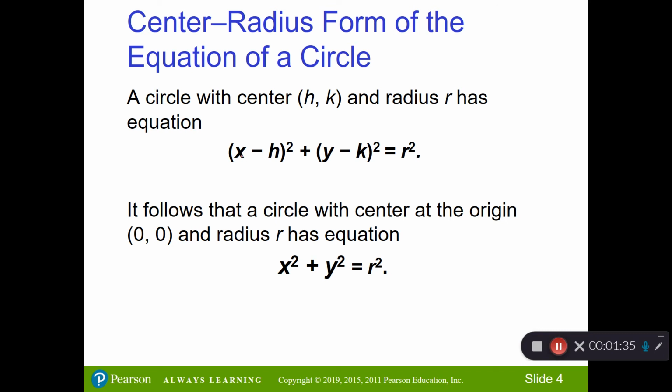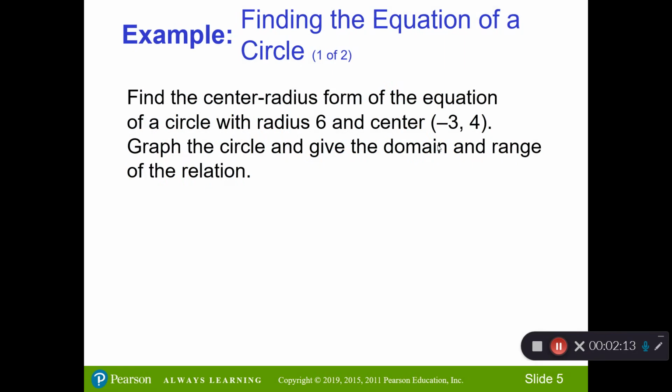In the center-radius form for the equation of the circle, we would write it as x minus the x coordinate of the center, quantity squared, plus y minus the y coordinate of the center, quantity squared, equals the radius squared. If I'm centered at the origin, at the point (0, 0), I'd have x minus 0 squared, which is just x squared, plus y squared, equals the radius squared. This is the form of the equation with the center at the origin. This is the form of the equation with the center anywhere else in the plane.